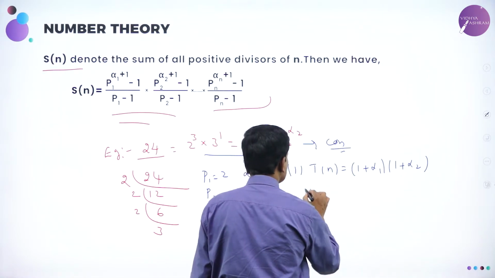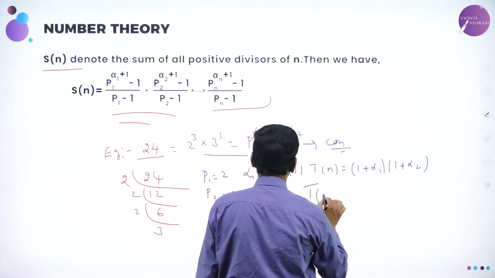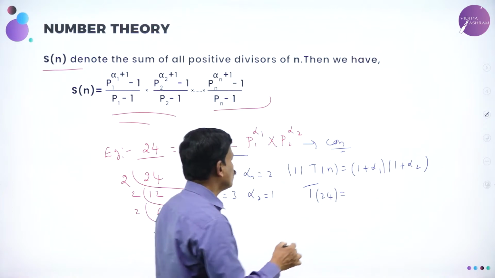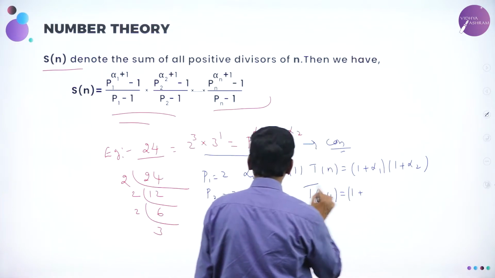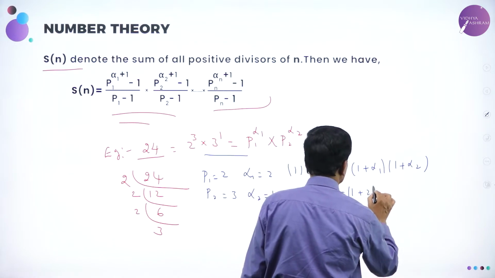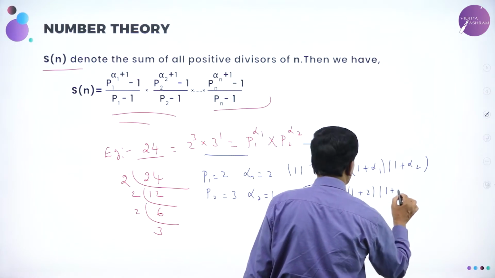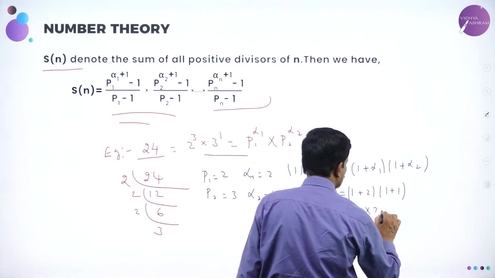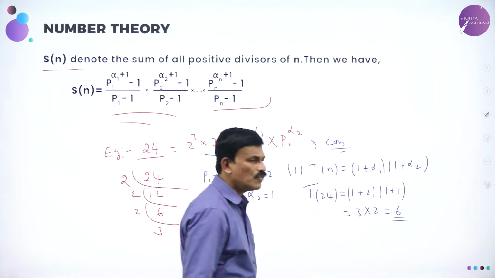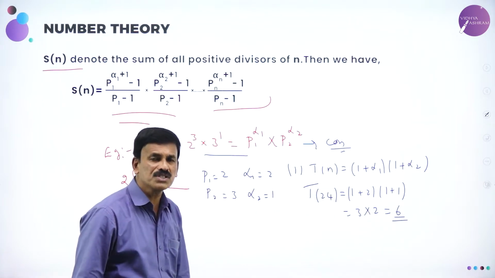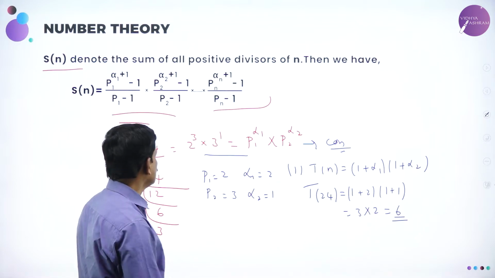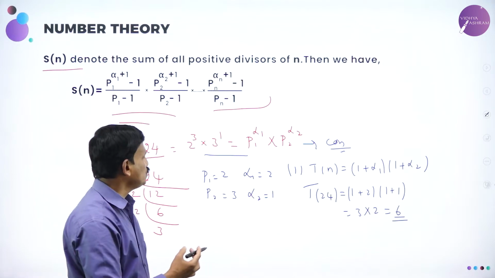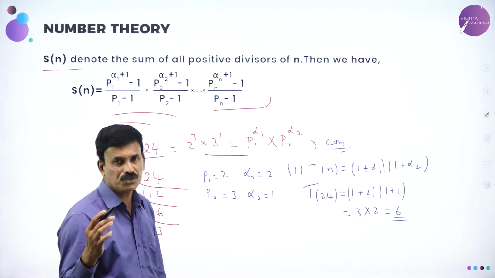So, the number of positive divisors of n, what is n here? n is nothing but the given number. T of 24 is equal to 1 plus alpha 1, which is 3, into 1 plus alpha 2, which is 1. So, 1 plus 3 is 4, 1 plus 1 is 2, 4 times 2 is 8. So, the number of positive divisors is 8. 8 positive divisors are there for this 24.